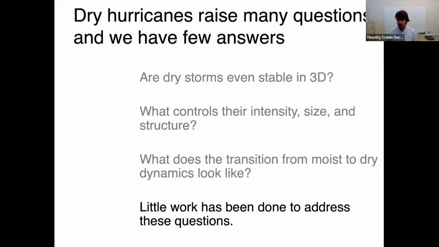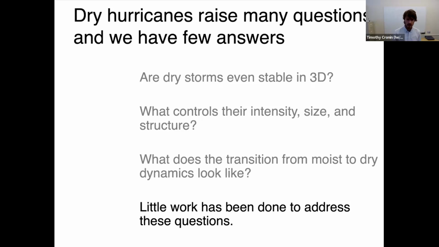So, for example, these are just a few. Are these dry hurricanes even stable in 3 dimensions? What controls their intensity, size, and structure? And do the theories that we've developed that apply to moist hurricanes apply to dry storms as well? What does the transition from moist to dry dynamics look like? Are these two end members of something that's a sort of a transition that mostly happens towards the moist end, towards the dry end, or what?